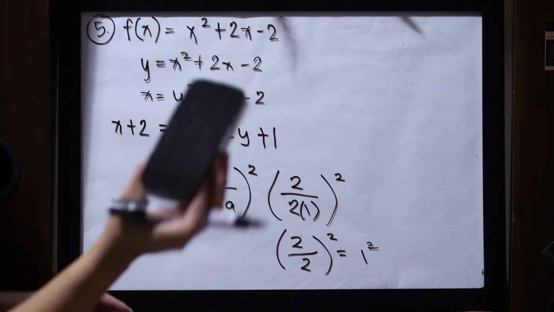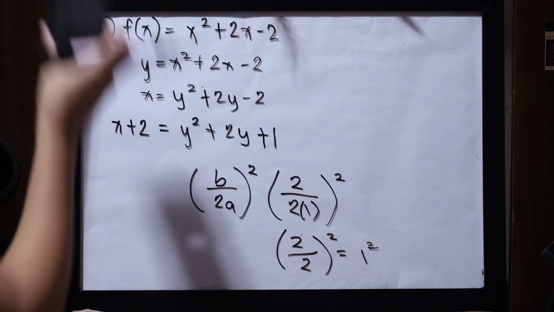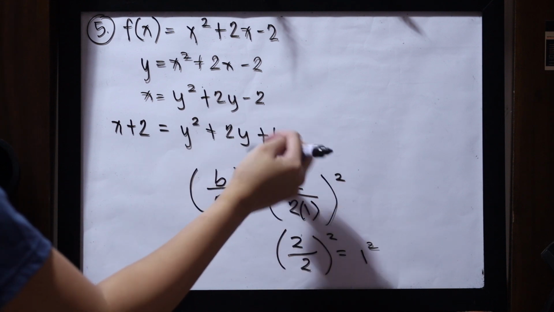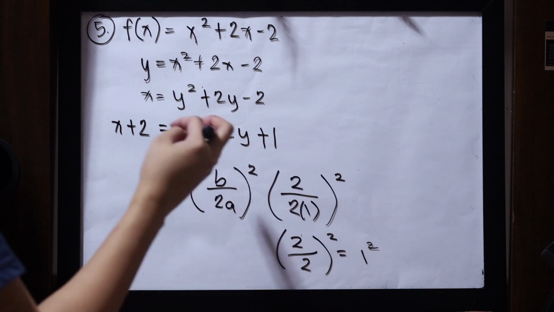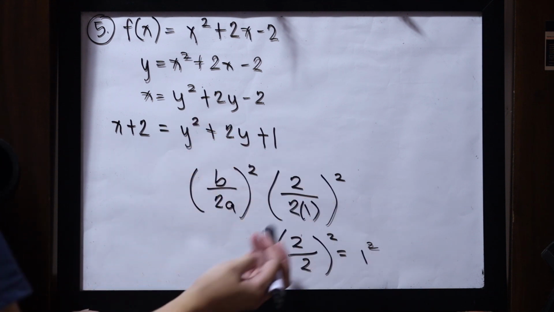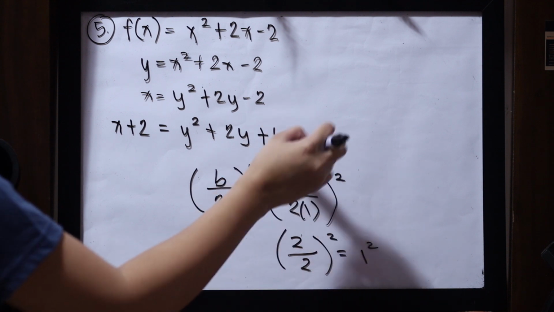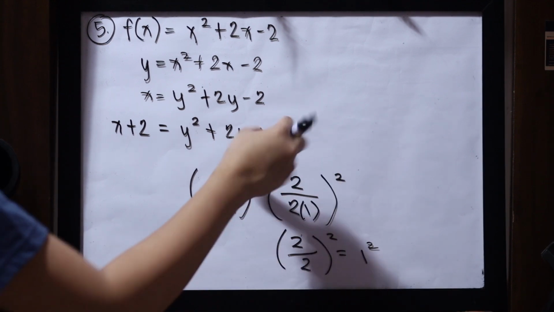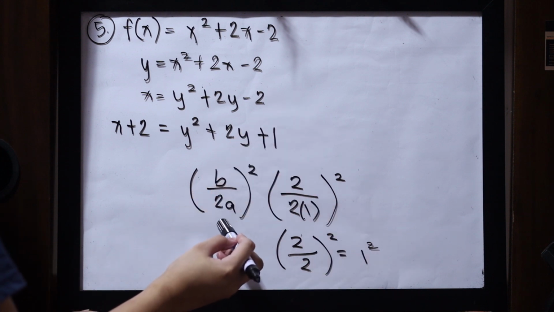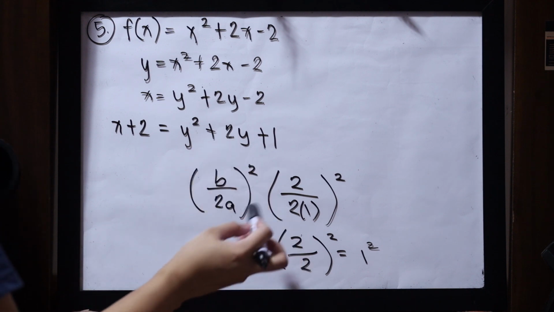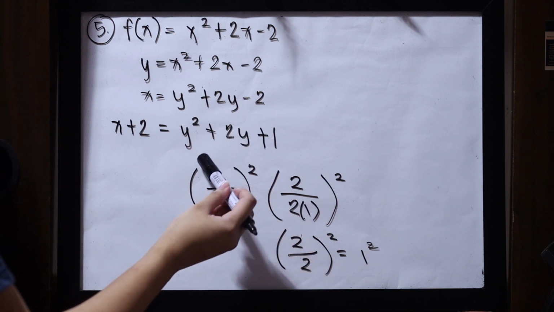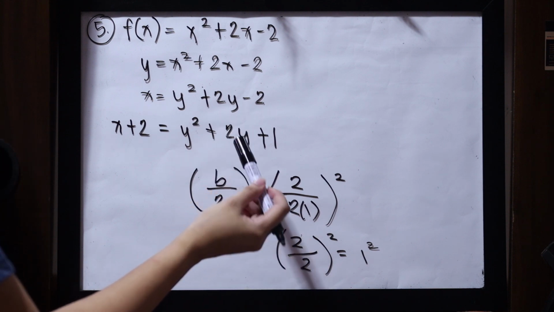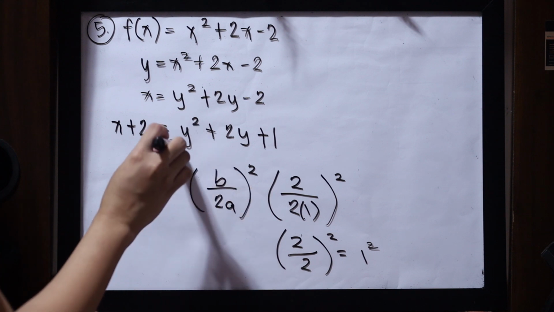Again, ang in-apply kong concept ay completing the square. Sa completing the square, we have to get the third term para maging perfect square binomial, yung factors nitong y squared plus 2y plus 1. Ngayon, paano natin makukuha yung third term? So, yung third term, makukuha siya by using the formula na b all over 2a squared. So, ang gagawin nyo lang is you substitute the values of b and a. Yung b is yung numerical coefficient ng second term and yung a is yung numerical coefficient ng first term.